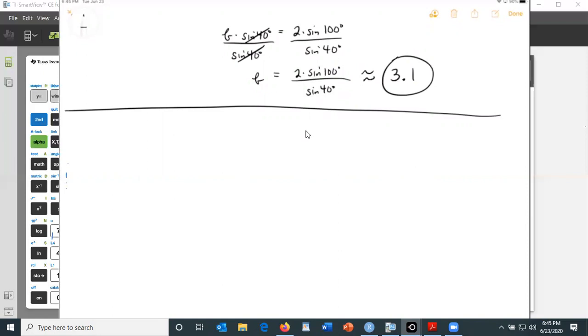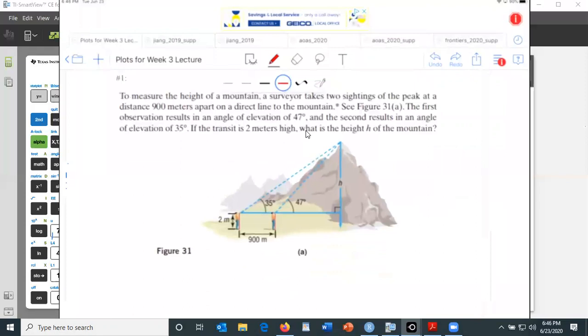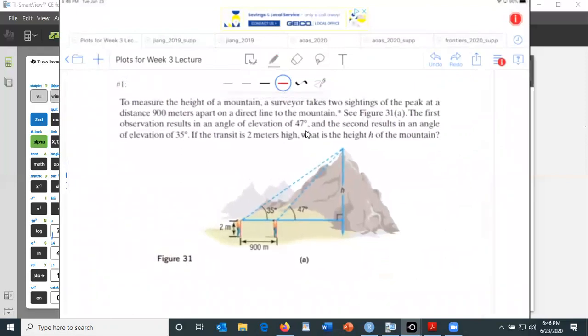Okay, so what I would like to do next is switch to the other handout, the plots for the week. Because on there, we have a little bit of a word problem where we would have to apply the law of sines to solve a particular problem here. So this is on page 4 of the handout if you're referring to it.